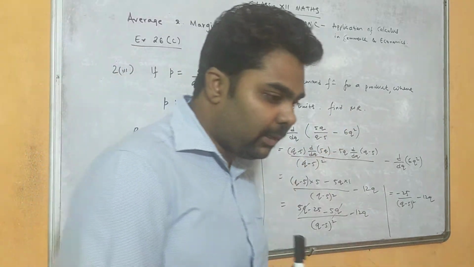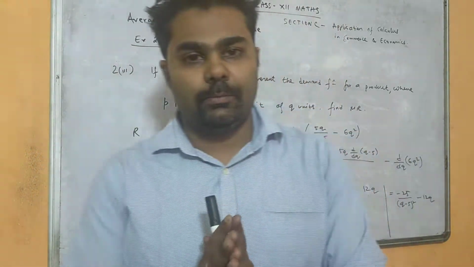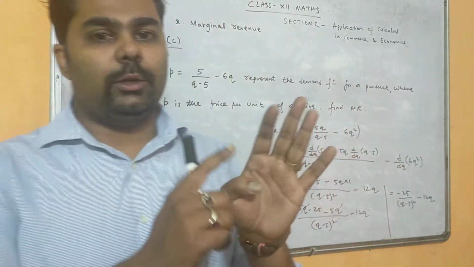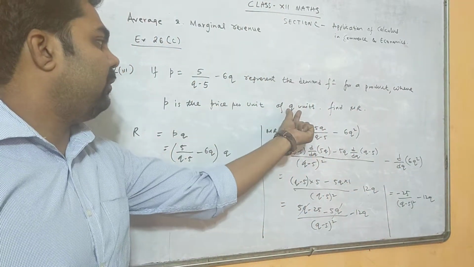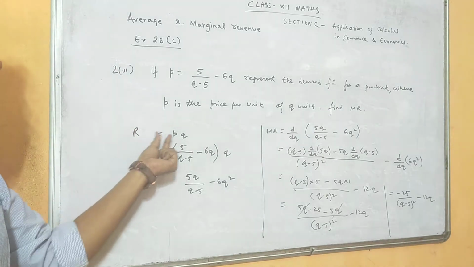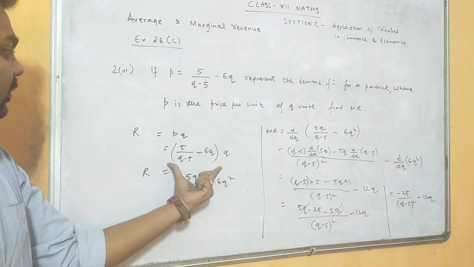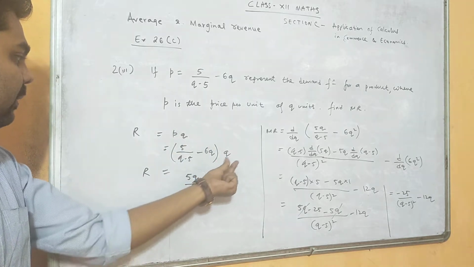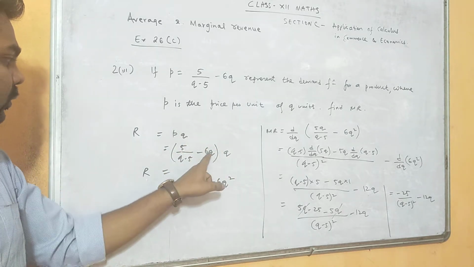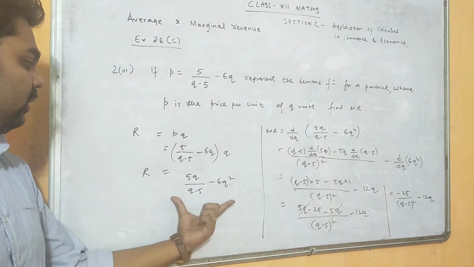To determine the marginal revenue, we have to get the revenue function. Revenue function means P into x, but in place of x here we have Q. So the revenue function for this question will be P into Q. P is given as this and we multiply by Q. So 5 into Q, 5Q, and 6Q into Q is 6Q square. We got the revenue function.